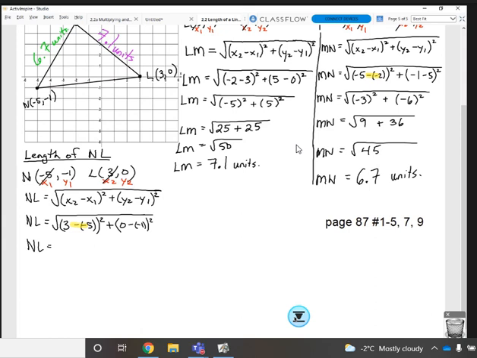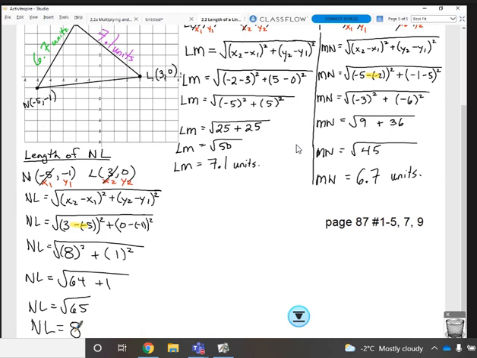Okay. In the calculator, 3 minus negative 5, positive 8. 8 squared plus 1 squared, 64 plus 1, root 65. The square root of 65 is 8.06 or 8.1 units. So we go to the diagram. This is 8.1 units.